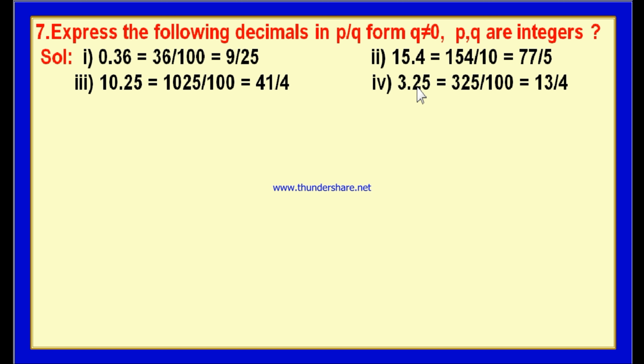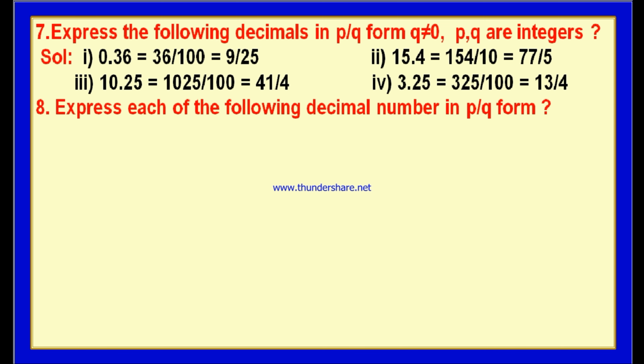And fourth bit 3.25. 2 decimal places. Therefore it is 325 by 100. Now 25 in 32 one time. 32 minus 25 is 7. 7 after 5 is 75. 25 3 times. That is 13 in the numerator. By 25 in 100, 4 times. Therefore 3.25 in P by Q form is 13 by 4. Like this we express the given decimal numbers in P by Q form.